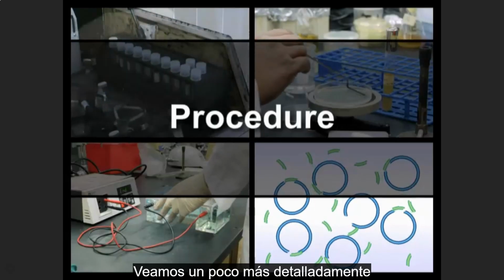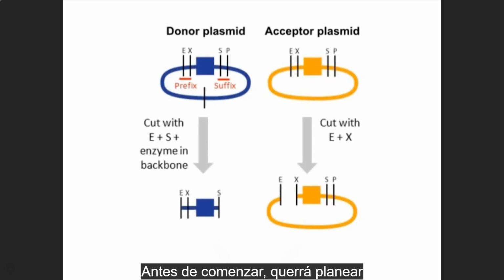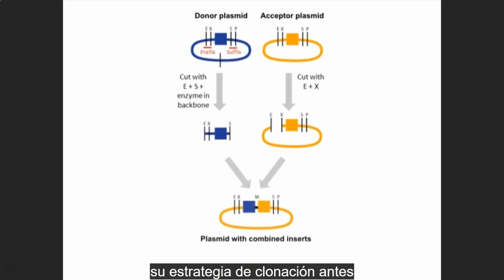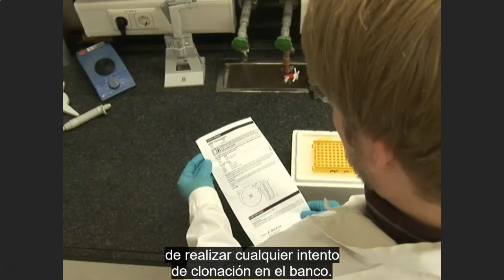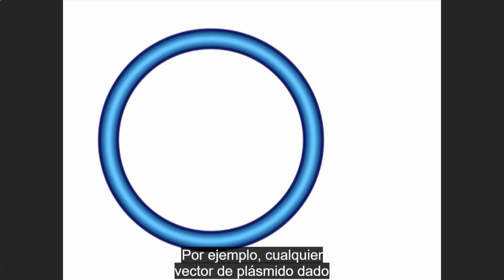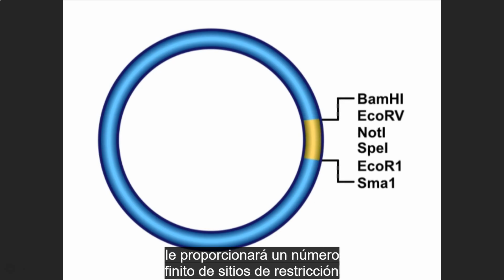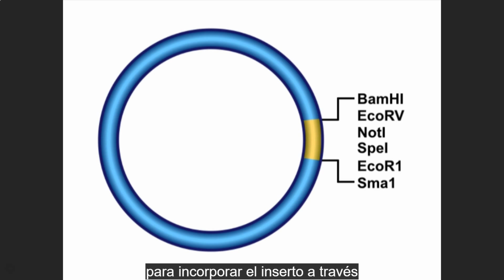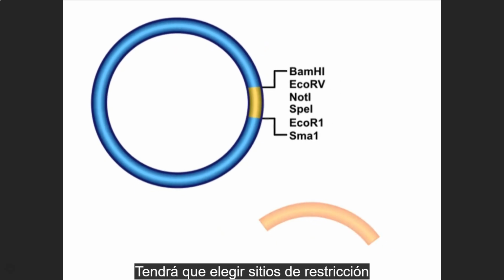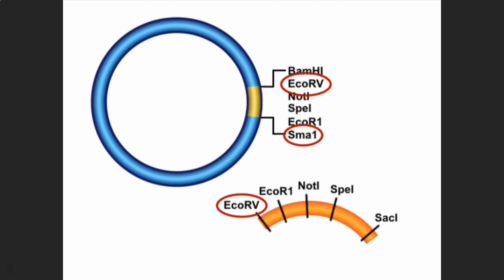Let's have a little more detailed look at how molecular cloning is conducted. Before beginning, you'll want to plan out your cloning strategy prior to making any cloning attempt at the bench. For example, any given plasmid vector will provide you with a finite number of restriction sites to incorporate the insert via the multiple cloning site. You'll need to choose restriction sites that are not found in your insert so that you don't cleave it.